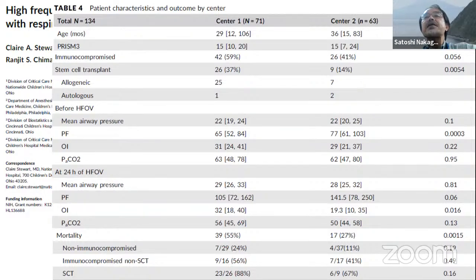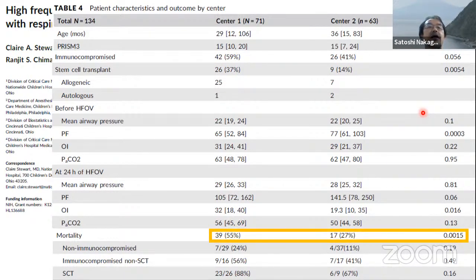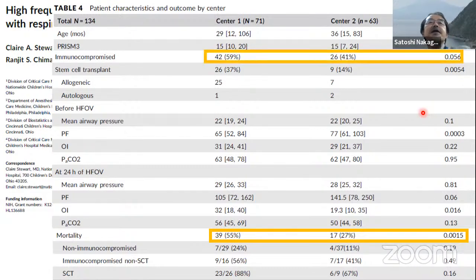They also compared the results of the two centers, Center 1 and Center 2. When we look at the mortality, Center 1 has a higher mortality than Center 2, 55% compared with 27%. One of the reasons may be that Center 1 has a higher incidence of immunocompromised hosts treated with the high-frequency oscillation compared with Center 2.